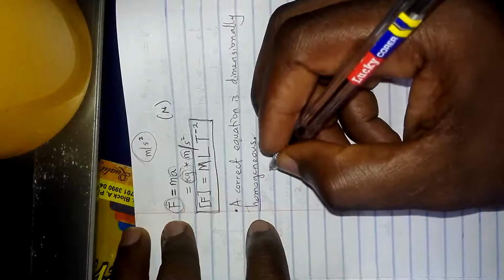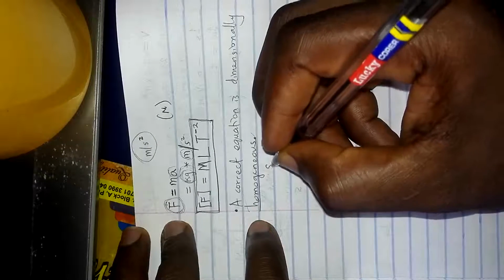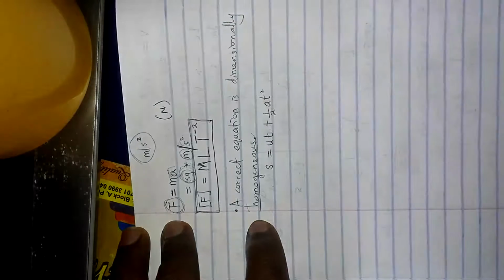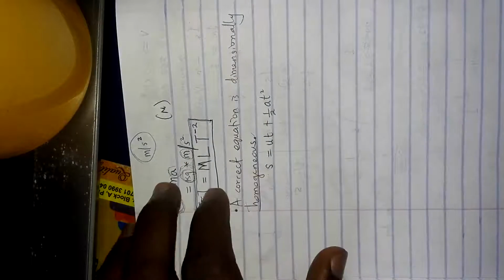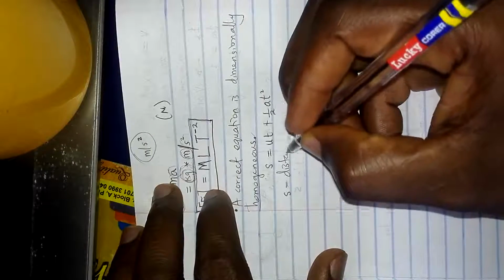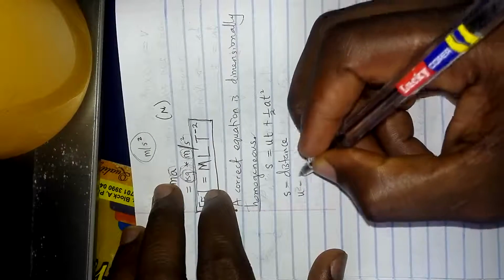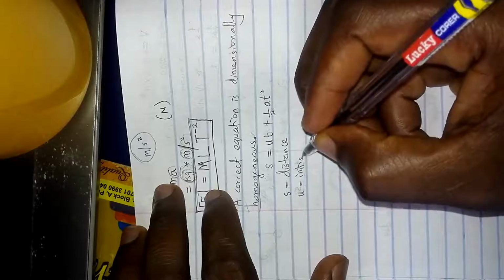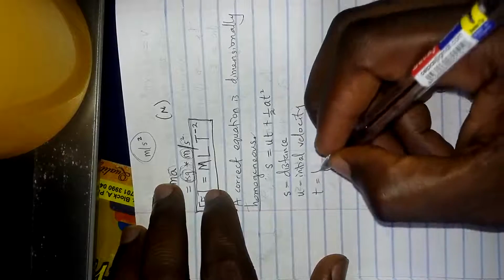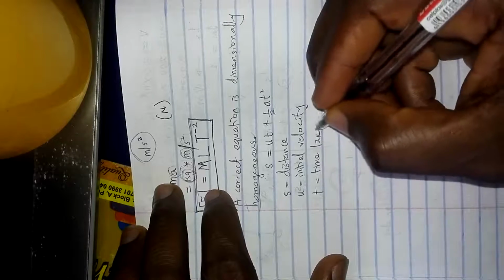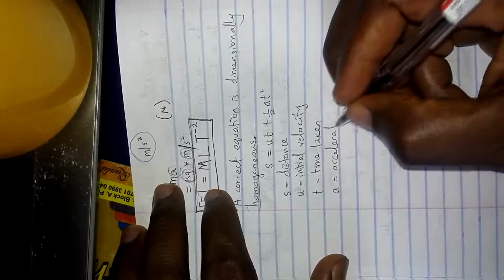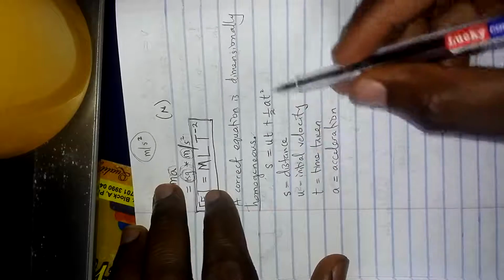This equation of motion, I don't know if you know this, S equal to ut plus half at square. If you have come across this before, I may want to verify if this is a correct equation, where S is distance traveled by the object, u is initial velocity of the object, t is the time taken in its travel, and a is acceleration of the object. So I may want to verify if this is a correct equation.